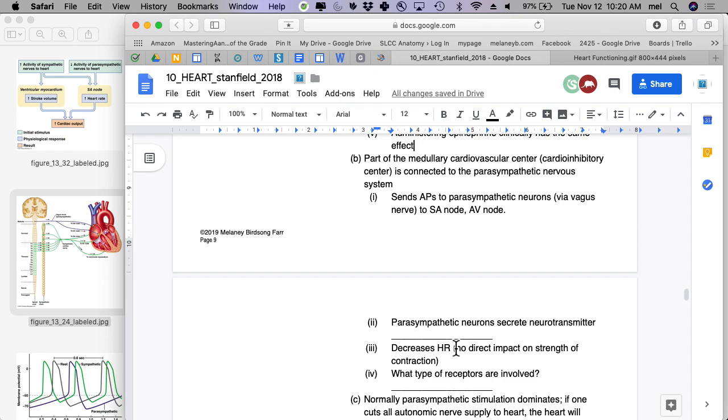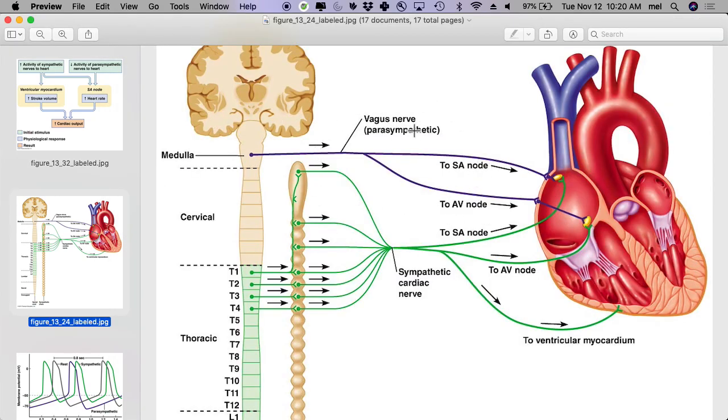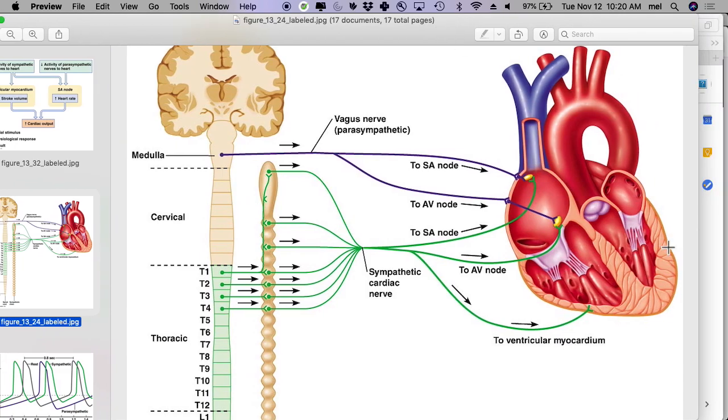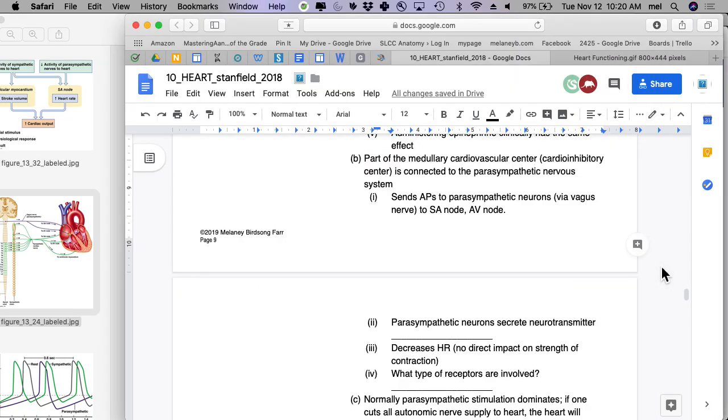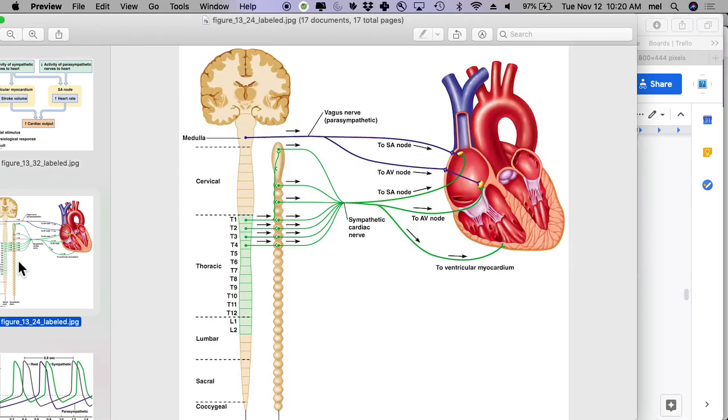I was wrong. So in this instance, what happens is part of the medullary cardiovascular control center, called the cardioinhibitory center, is connected to the parasympathetic nervous system through what nerve again? Vagus nerve. Yes, it's the vagus nerve. The vagus nerve is in control of most of the ventral body cavities, parasympathetic control. So it sends an action potential via the vagus nerve to the SA node and the AV node, but please note, not hooked up to the ventricular wall. So it has no direct impact on stroke volume. Has a direct impact on heart rate, no direct impact on stroke volume. Yes? Everybody okay with that?